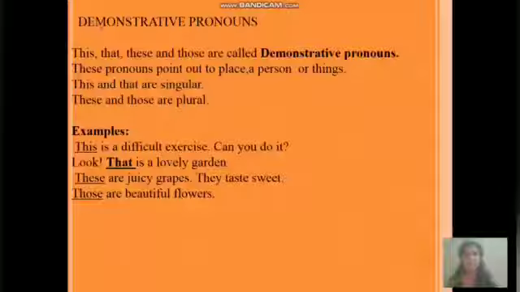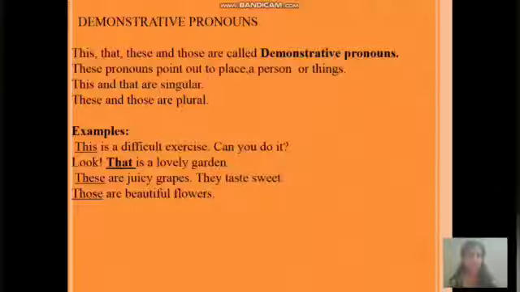The next type of pronoun that we are going to discuss is demonstrative pronouns. This, that, these and those are called demonstrative pronouns. So these pronouns point out a noun. So it points out either a person, place or a thing.